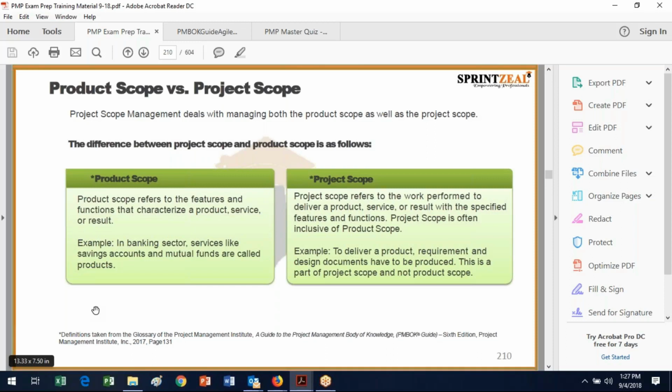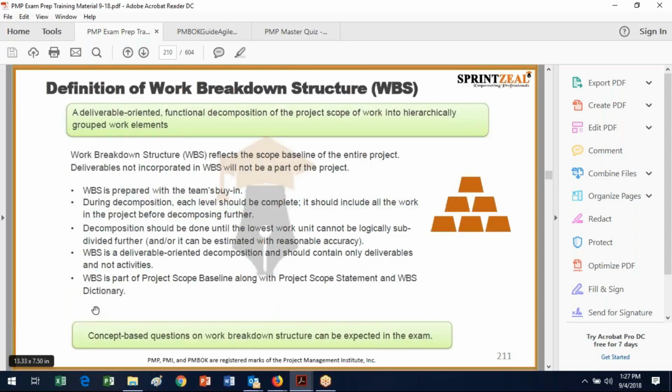So, in other words, to deliver a product, requirements and design documents have to be produced. So does that make sense? Product versus project? Technically the project scope is the processes along the way to deliver that project. It's all the behind the music stuff, all the documentation, and in terms of the product, it's just the bigger part.